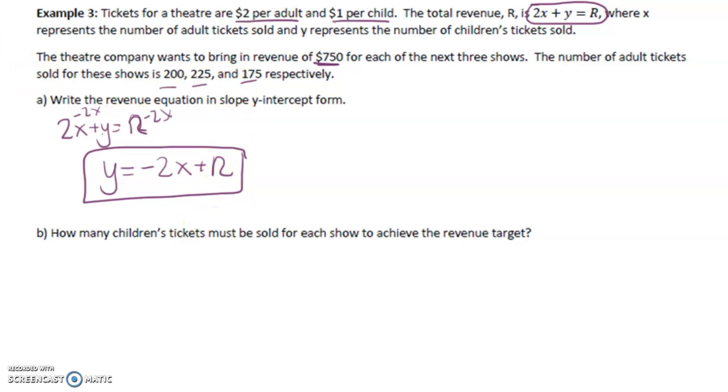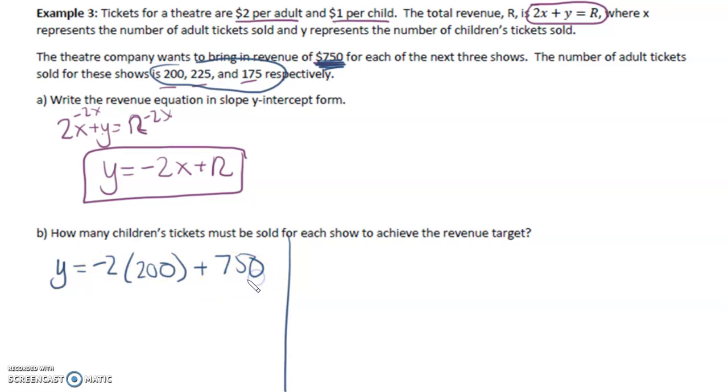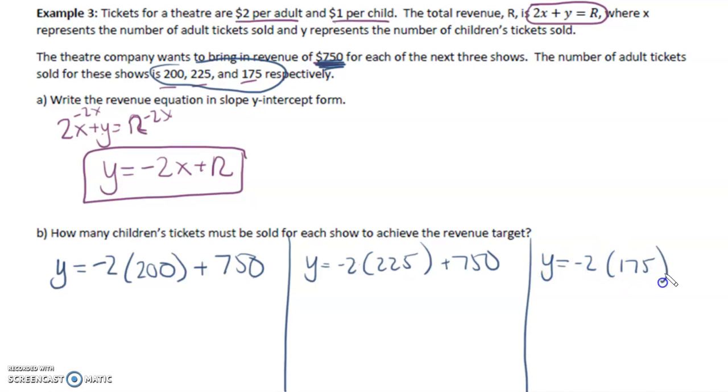Now, we have 3 situations here. We know the number of adult tickets sold. We want to find out the number of children's tickets sold, which is y. So y equals negative 2 times 200 plus the revenue they want, $750. That's going to be one situation. Now y equals negative 2 times 225 plus 750. That's the second situation. And y equals negative 2 times 175 plus 750. That's the third situation. These 3 situations are all revenue of 750, but one is selling 200 adult tickets, one is selling 225 adult tickets, and one is selling 175 adult tickets.